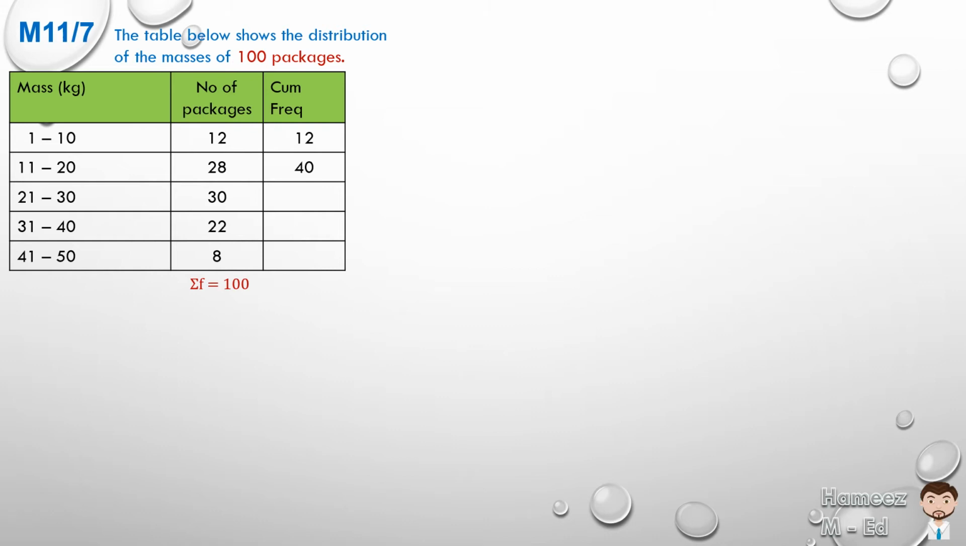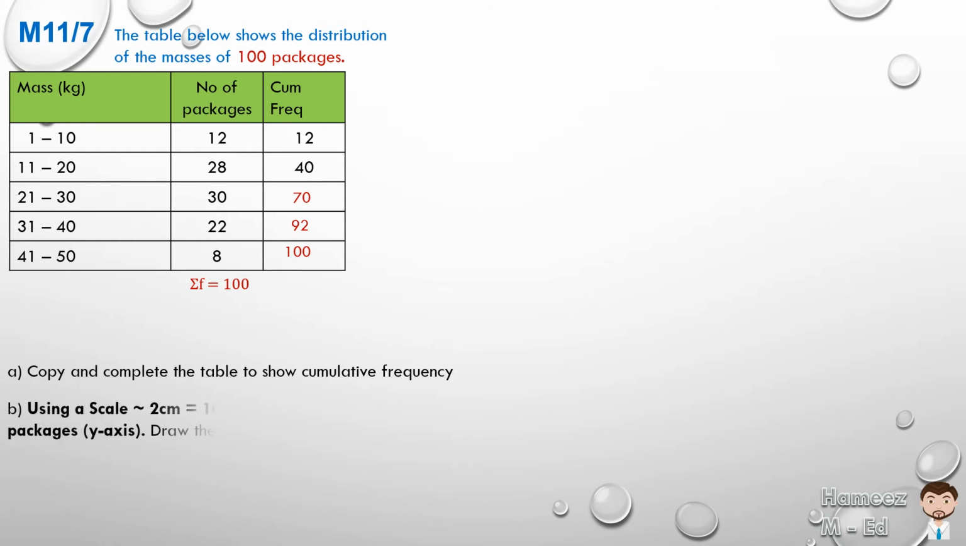So now we can go on to part A, which is to copy and complete the table. If we do that, we're completing the third column, the cumulative frequency. So at the end of 2 intervals, we had 12 plus 28 equal to 40 packages. And then if we go on, we add another 30 in the third one, so it'll give us 70. And then 22 more will give us 92. And of course, the last 8 will give us 100. So it works out correctly.